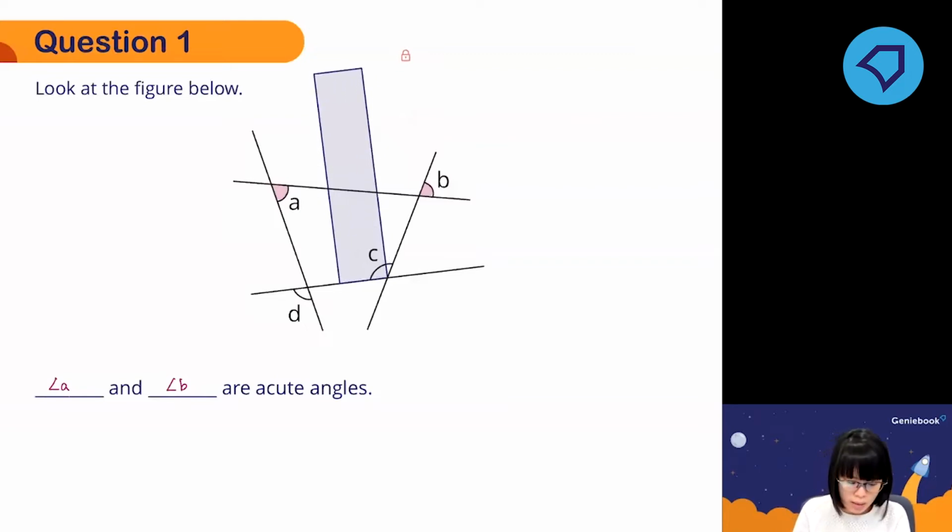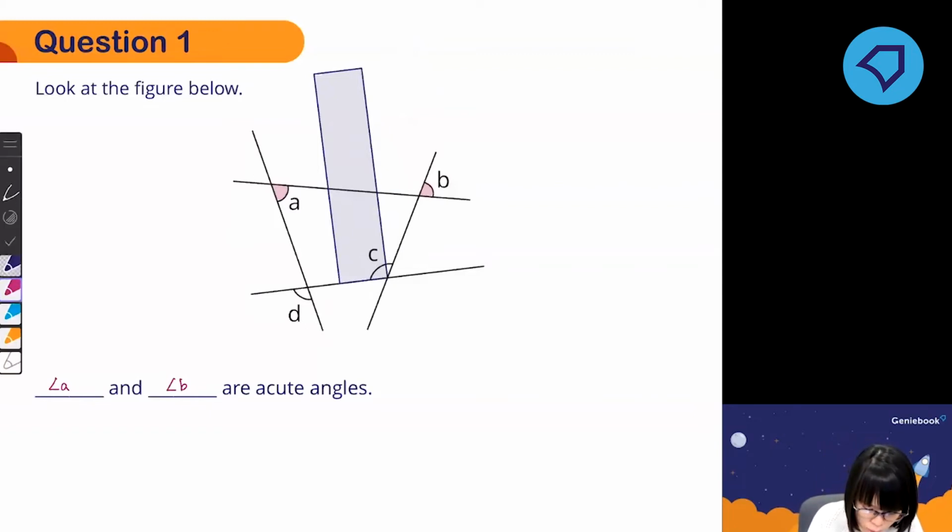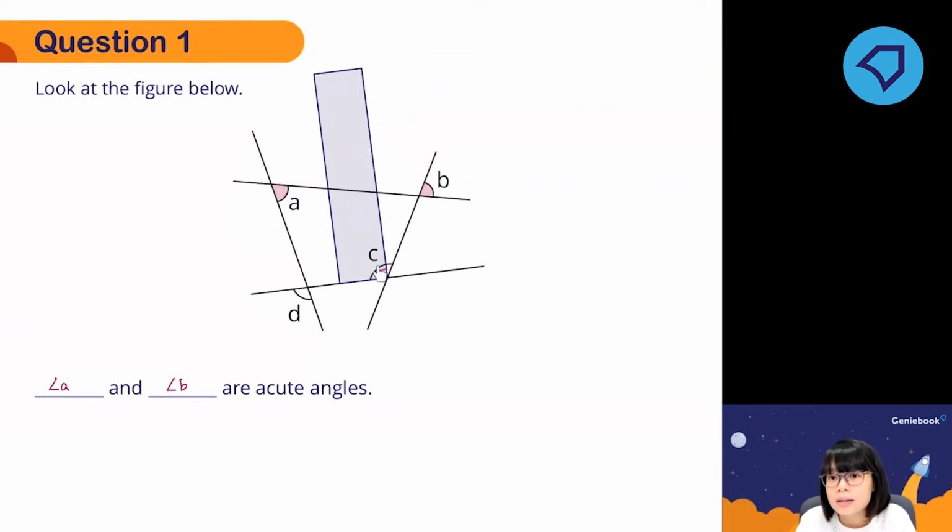Then what do you notice about the other line? This line that forms angle C is actually outside of the ruler. If this part here is 90 degrees, because this is your ruler, you notice that angle C is actually wider than 90 degrees. Can you guys understand? So this is how you can use your ruler to identify whether it is an acute angle, a right angle, or an obtuse angle.